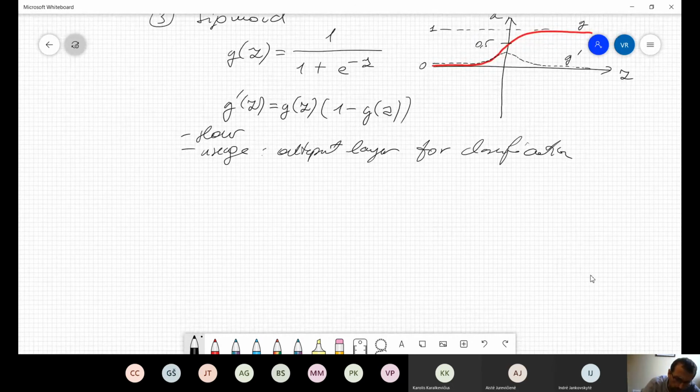All right, so the sigmoid is usually not to be used in the hidden layers. In order to avoid these problems with saturating and vanishing gradients, tanh, or the hyperbolic tangent, was invented.